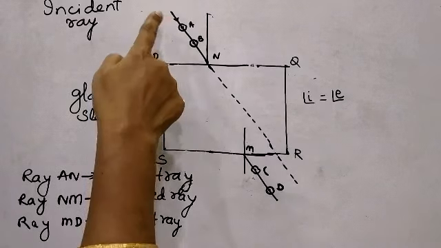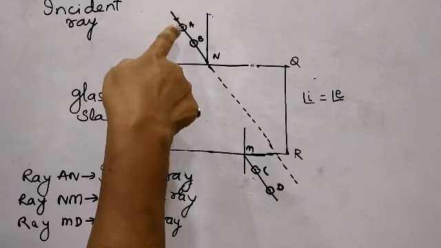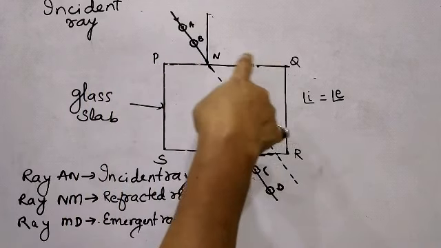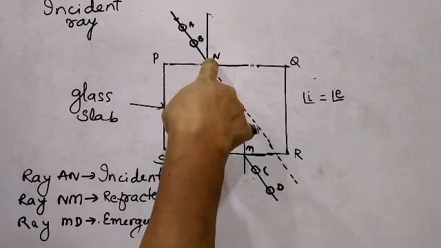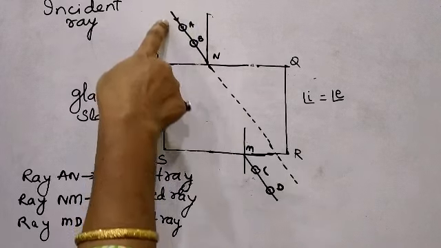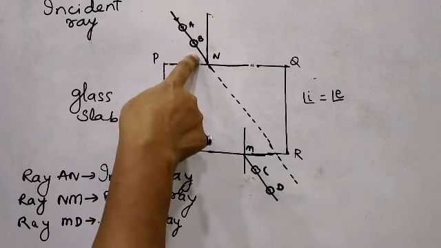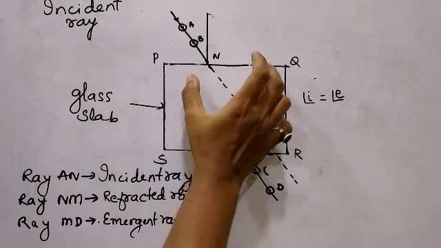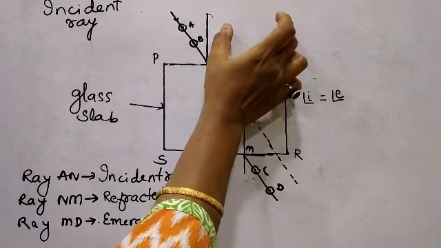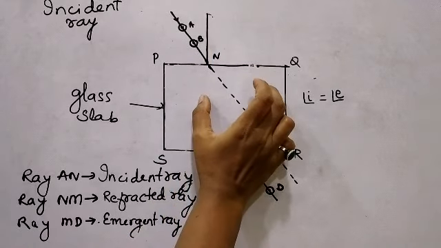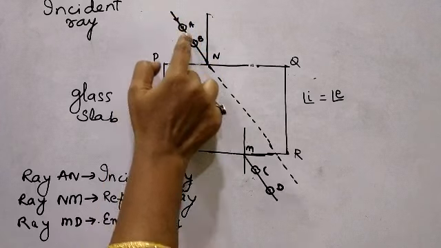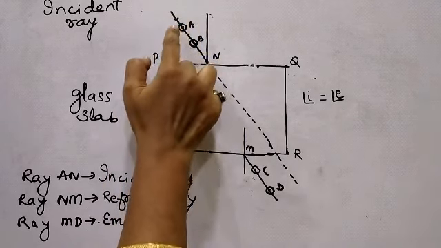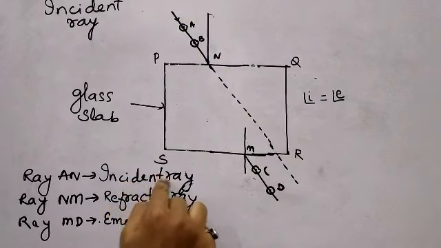Now draw an inclined straight line, and let it meet side PQ at point N. Now this ray of light which is traveling towards another optical medium. Why another optical medium? Because this medium is air. So this is another optical medium which is glass. So this ray of light which is traveling towards another optical medium, I will call this particular ray, that is ray AN, the incident ray.